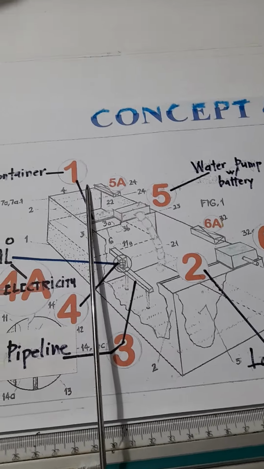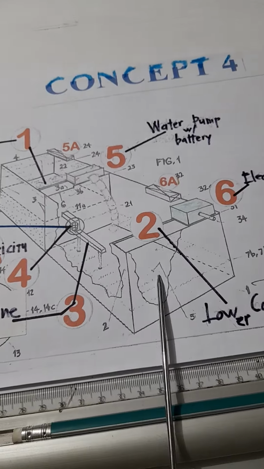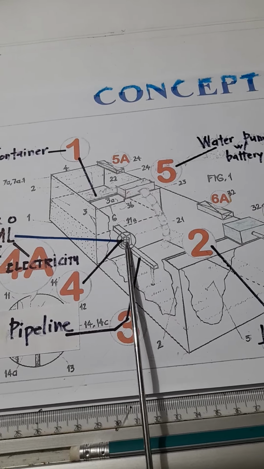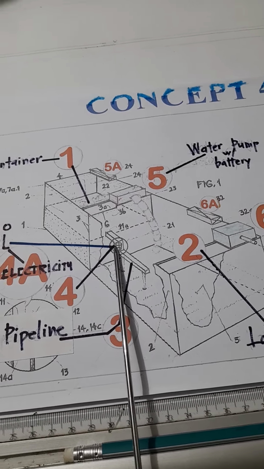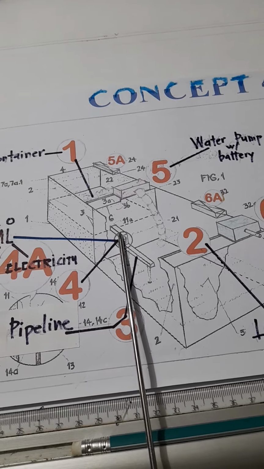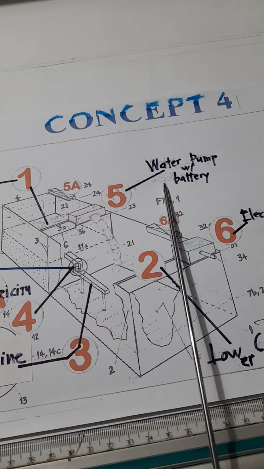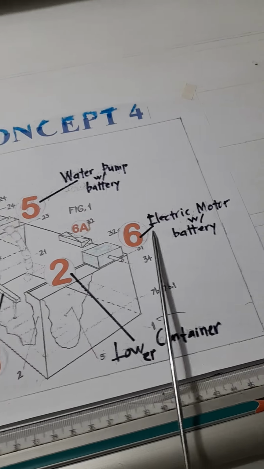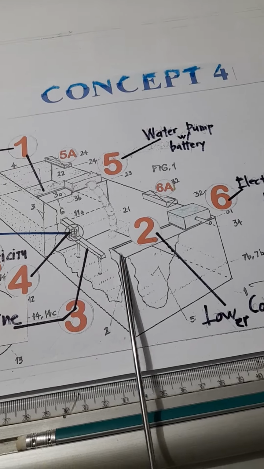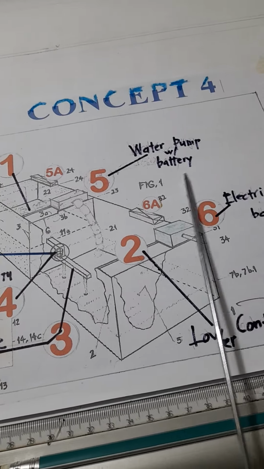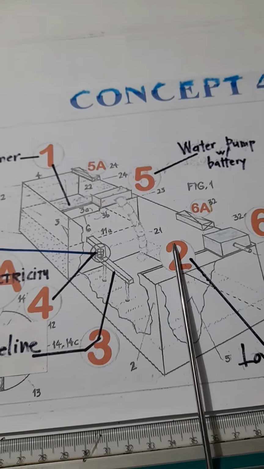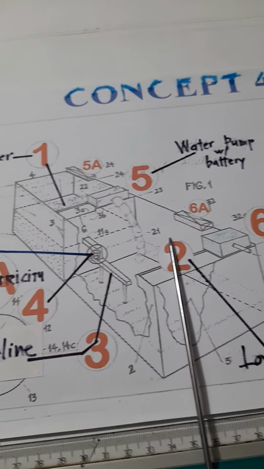To summarize, the liquid in 1 goes down to 2, passing through a pipeline, and inside the pipeline there is a vertical turbine. The vertical turbine rotates because of the flowing liquid. It generates electricity to supply the water pump and the electric motor. The liquid in number 2 will be transferred back to 1 using the water pump. And the process repeats itself, self-sustaining.